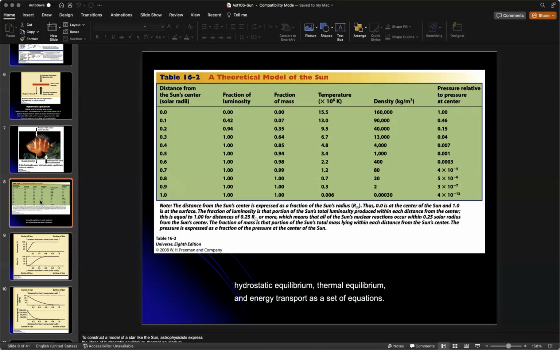Similarly, pressure is very high in the center. The pressure here is not expressed in units of pressure, but in relative units. That means the highest pressure at the center is given the number 1, and the others are ratios of the pressure to the pressure at the center. So as you can see, at 0.1 radius already, the relative pressure is 0.46. So it has already dropped to less than half of the pressure. And then it just keeps dropping very, very fast. So the pressure at the surface is several orders of magnitude smaller than the pressure at the center.